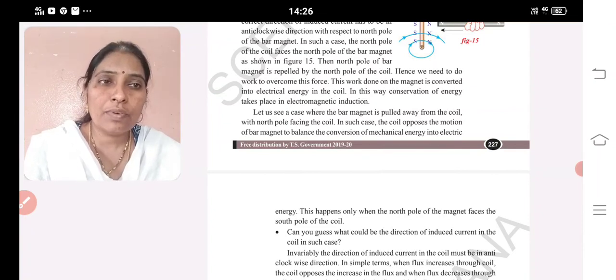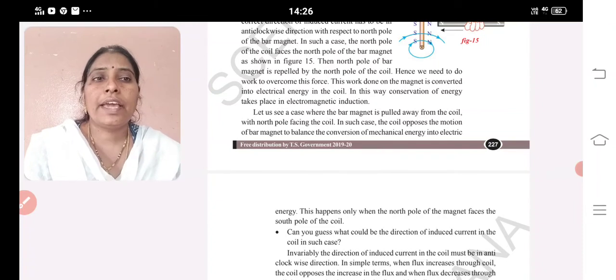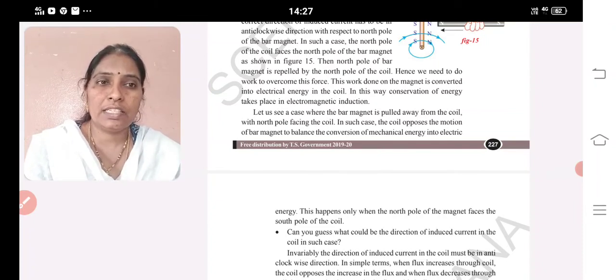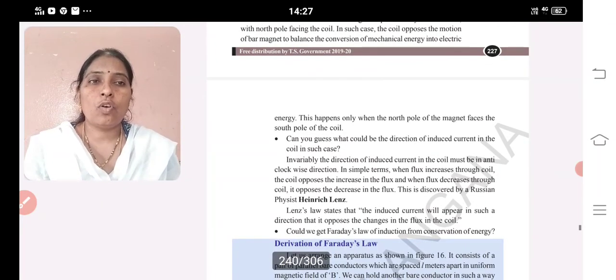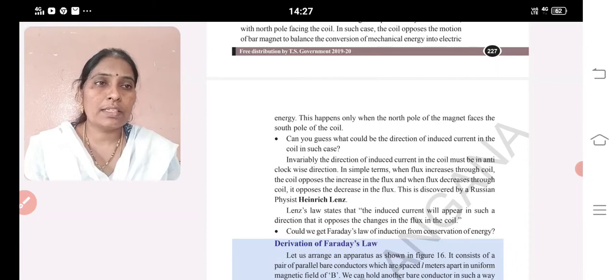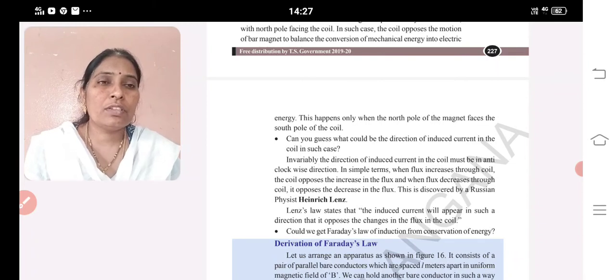This shows only when the north pole of the bar magnet faces the coil. Can you guess what could be the direction of the induced current in the coil in such a case? Invariably, the direction of the induced current in the coil must be anti-clockwise. In simple terms, flux increases through the coil, so the induced current opposes the increase in flux. It opposes this. This was discovered by the Russian physicist Heinrich Lenz.